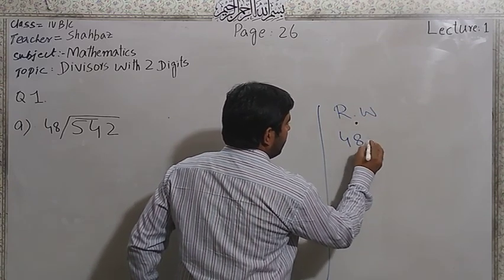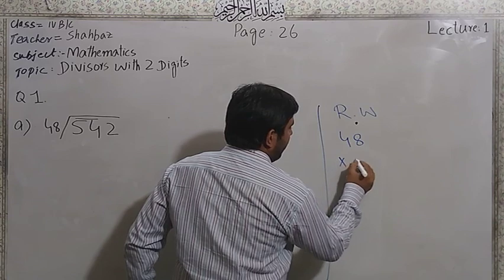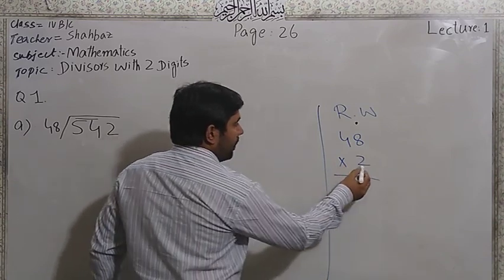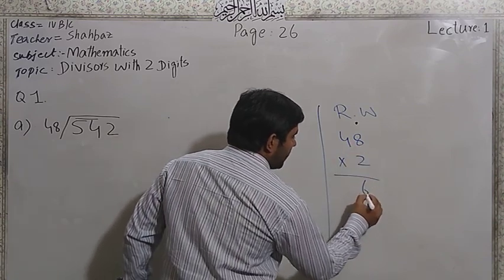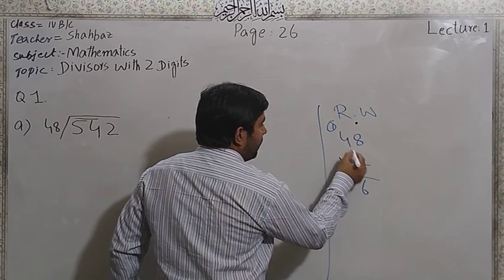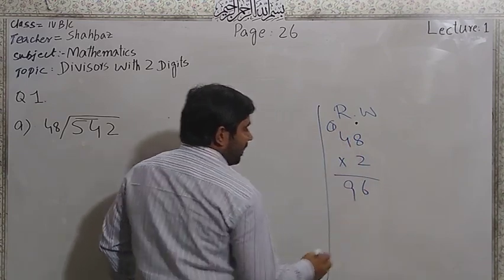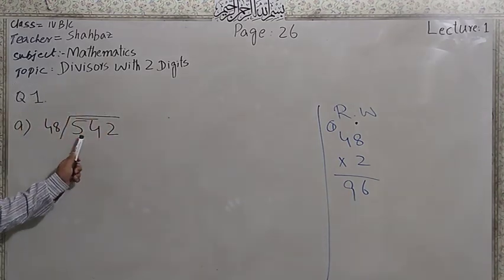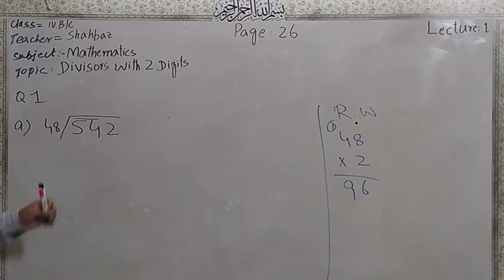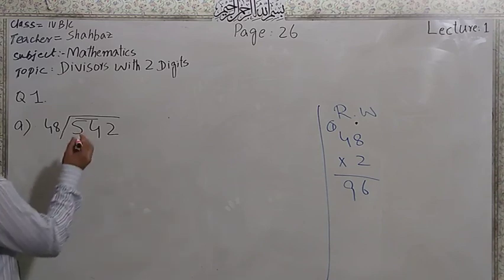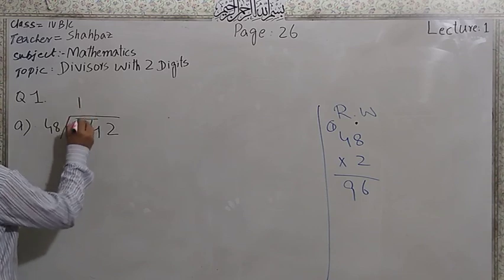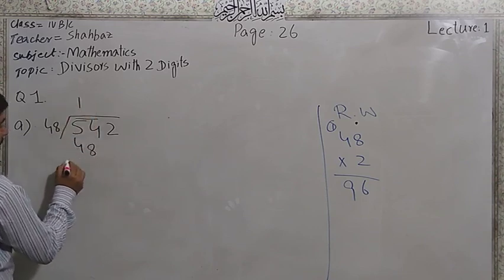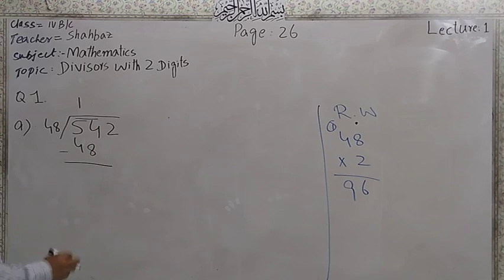48 multiplied by 2. 2 8s are 16, 6 will be here, 1 will be carried. 2 4s are 8 and 1 is 9. Dear students, you can see that this 96 is greater than 54, so you will take 48 1s are 48.